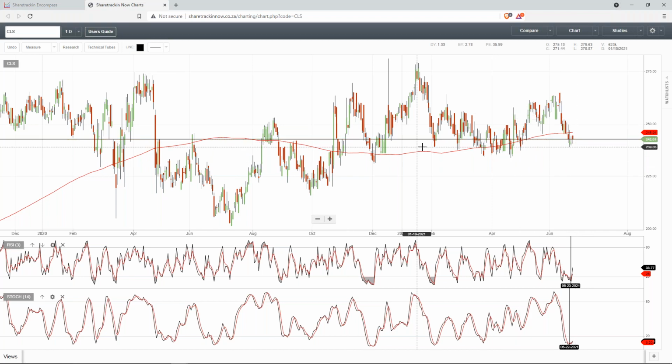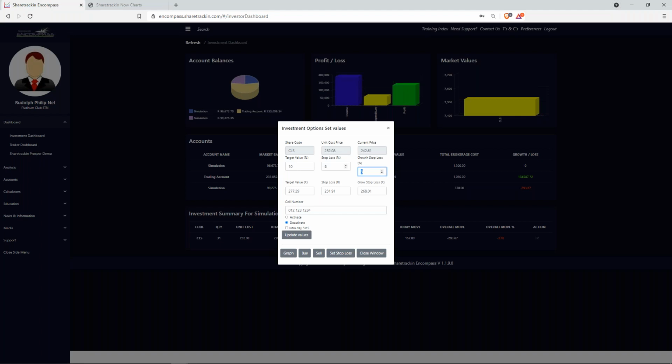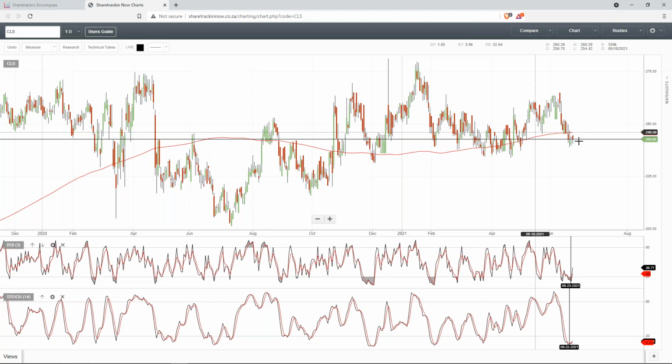Okay. Now the growth stop loss works a bit different. Okay. So this one I usually also set to 8%. Now this one is your trailing stop loss. Now this one trails what your share price is doing.